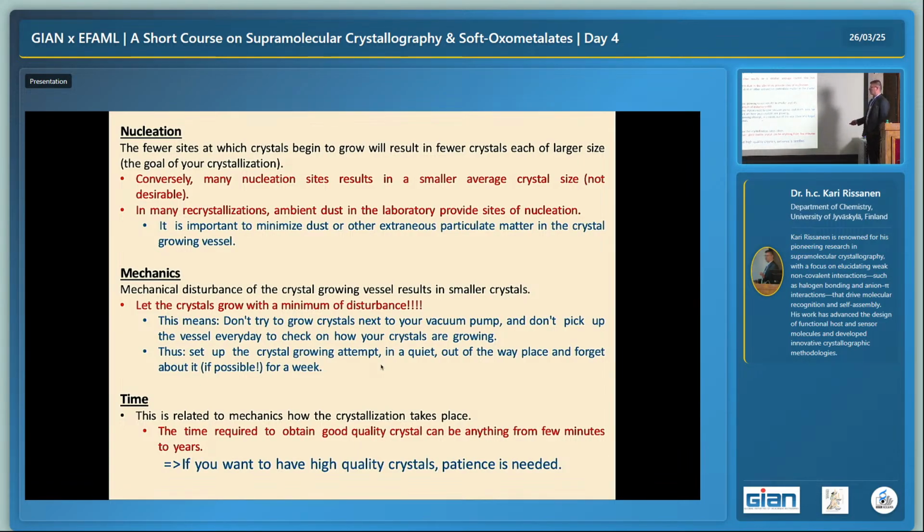So the time required to obtain good quality crystals can be anything from minutes to years. And this is really true. This is not just a sentence. The idea is, if you want to have these, be patient. If you are rushing, I already got something, and then you go and put it, no, it was not a good one, and then you destroy the crystals. So be patient and see.